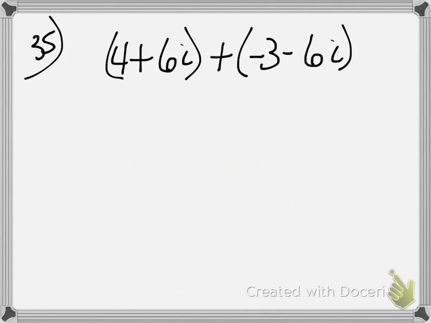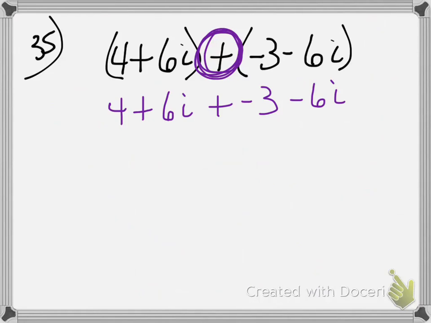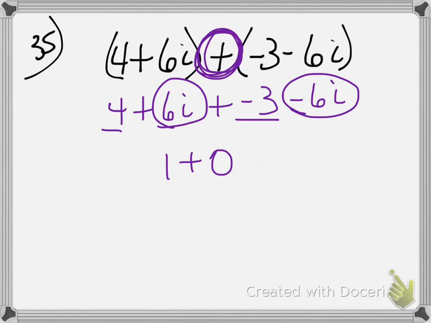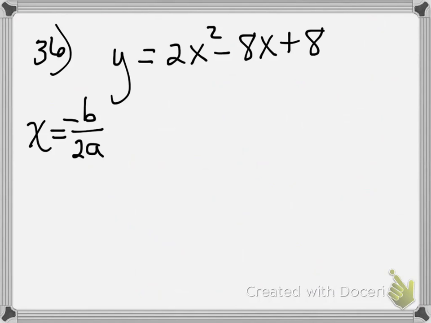On number 35, what's the standard form of this expression? Well, it is addition. Make sure you notice it's addition. So all we're going to do is combine like terms. 4 plus negative 3 is 1. 6i plus negative 6i is actually 0. So 1 plus 0 is 1. So in this case, this simplified to just be a normal regular number.